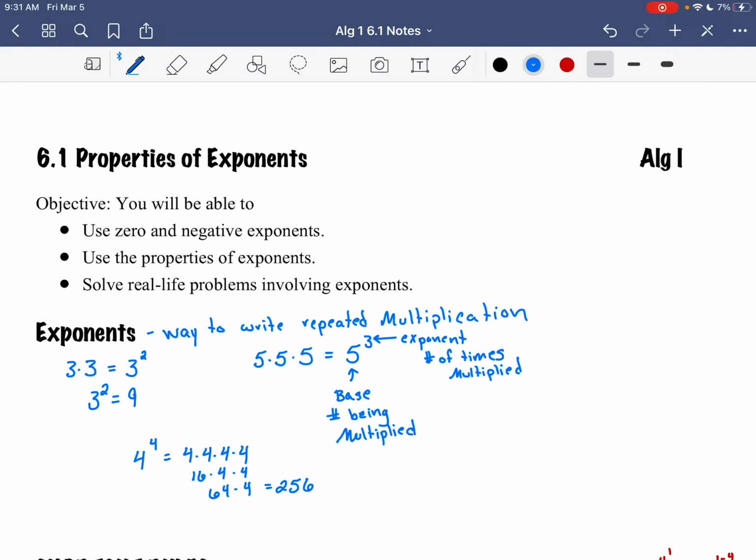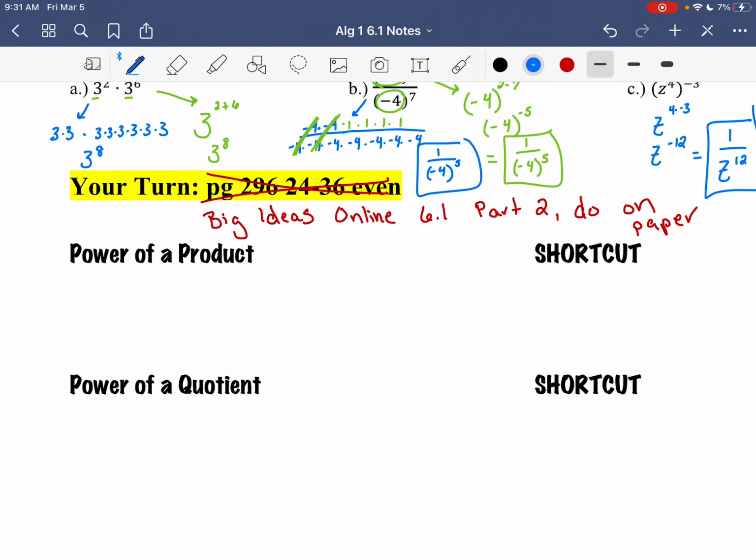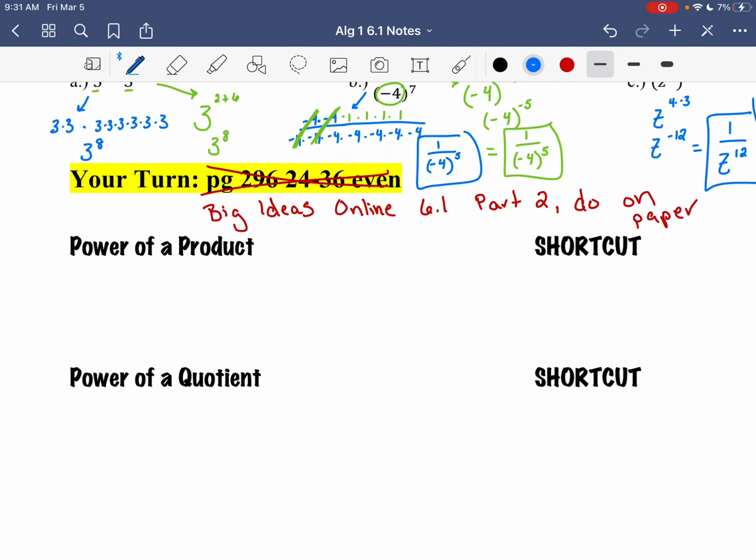All right, last part of 6.1 part 3. Hey, so now we have two more things to talk about and shortcuts to learn.